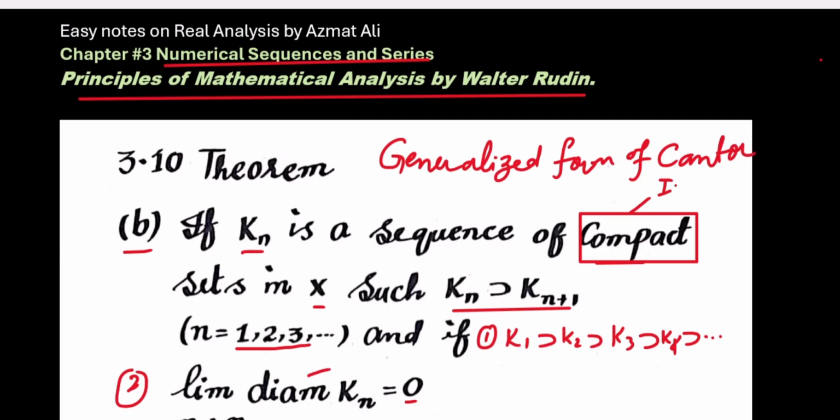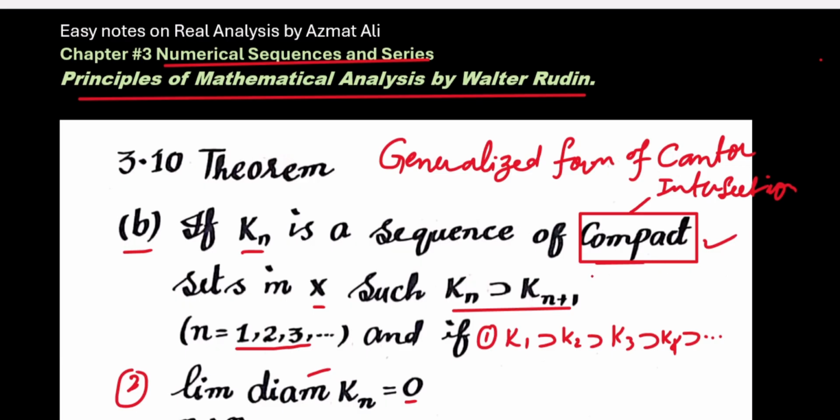This is the generalized form of Cantor intersection theorem available in the book of Walter Rudin. What is the difference between classical and generalized form of Cantor intersection theorem? The first difference is that in the classical Cantor intersection theorem, the statement just involves closed and bounded intervals, while Walter Rudin discusses this statement for compact sets. Compact set is a broader term than the bounded and closed interval.